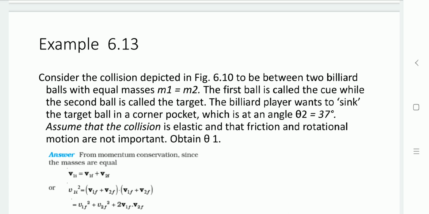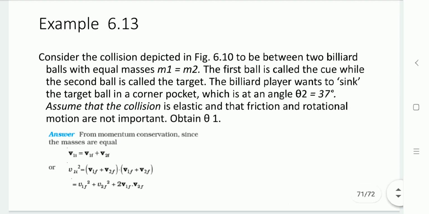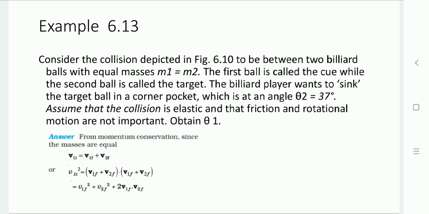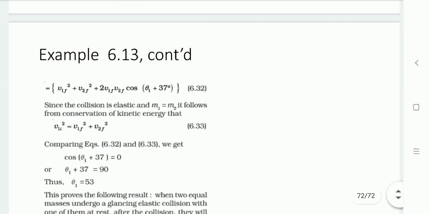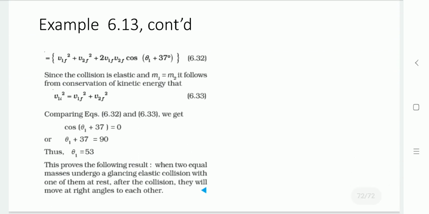Obtain theta 1. Based on conservation of momentum, since the masses are equal, v1i equals v1f plus v2f vectorially. Squaring, v1i square equals v1f square plus v2f square plus 2 v1f dot v2f. The dot product v1f dot v2f can be substituted with v1f v2f cos theta, where theta is theta 1 plus 37 degrees. So the equivalent equation is v1f square plus v2f square plus 2 v1f v2f cos of theta 1 plus 37.